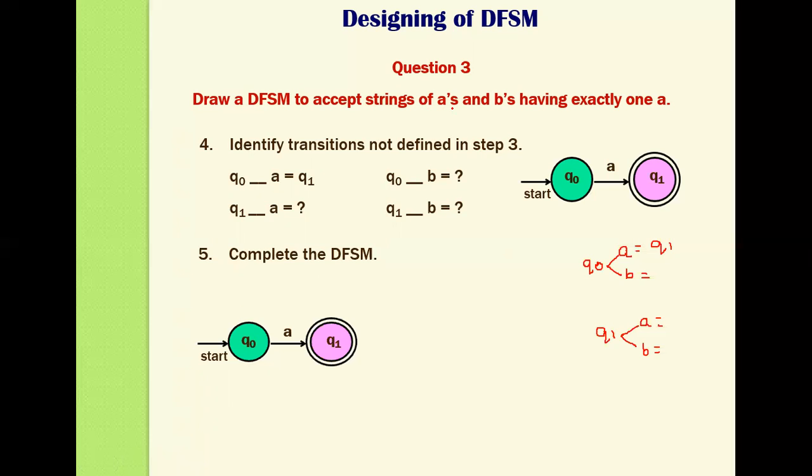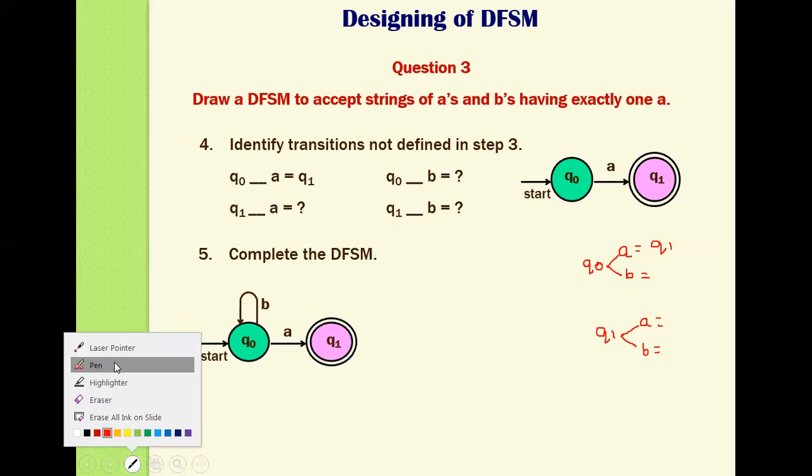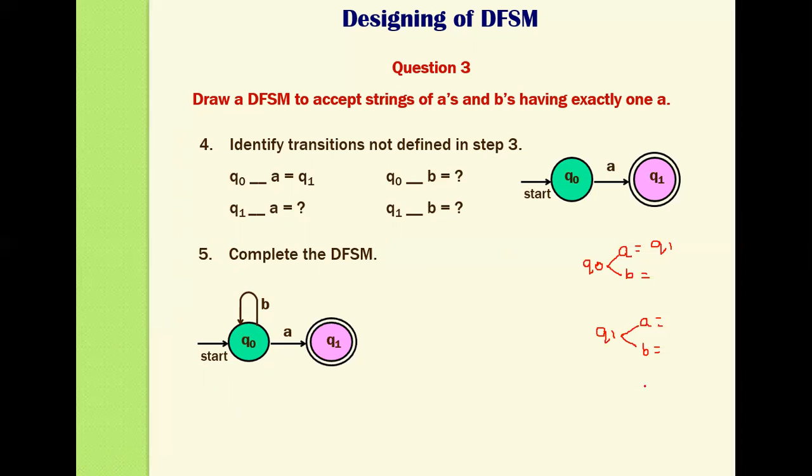Now what is the question? Strings of A's and B's having exactly one A. That means I can have any number of B's at the beginning, right? So I can go for self loop upon B. That means at the beginning I can have zero or more number of B's followed by A. Let's say one example like this, BBA. This is a valid example, right? So B, again read B, then go to a final state. It has reached. Okay, so Q0 upon A is done. Q0 upon B is also done now. Okay, so this is done.